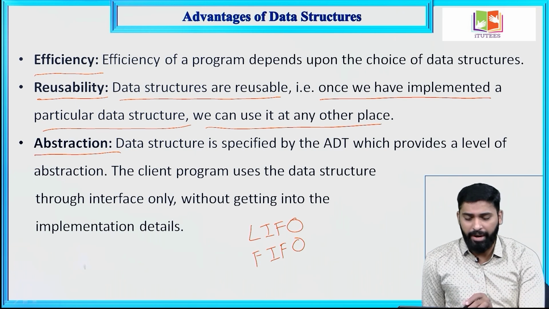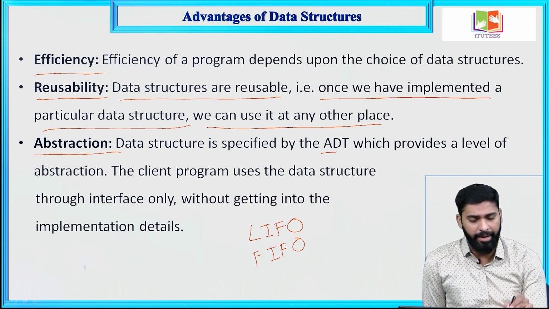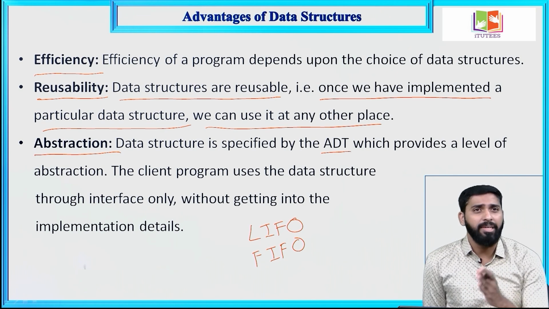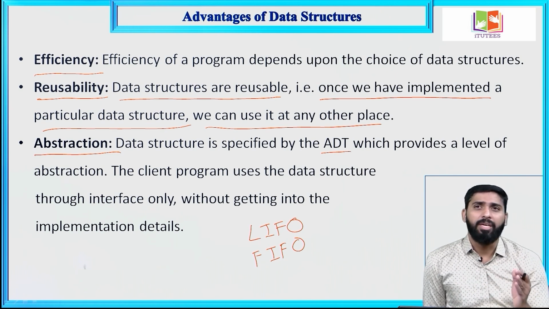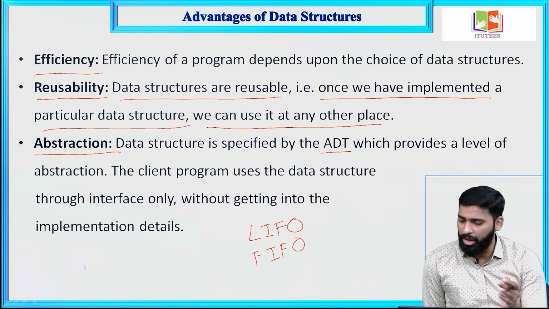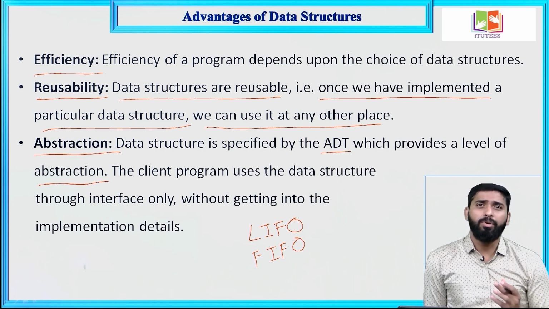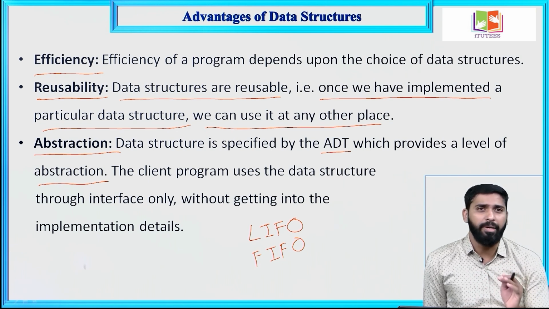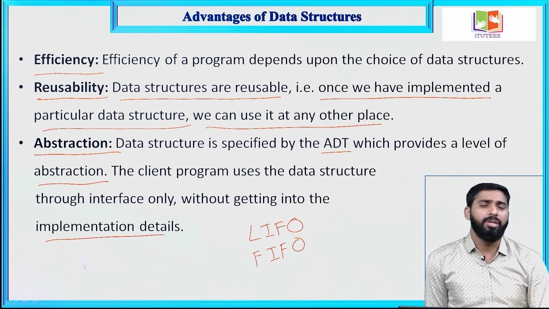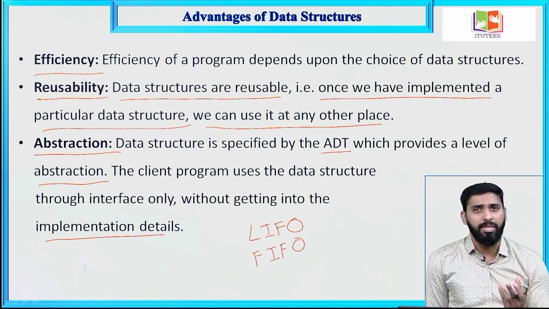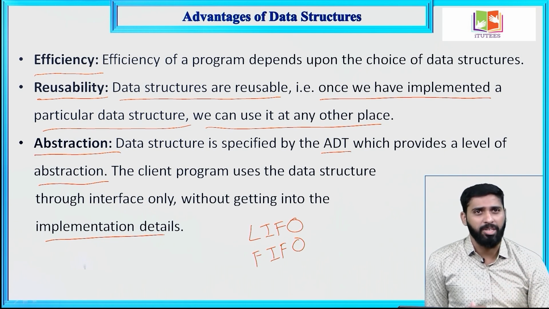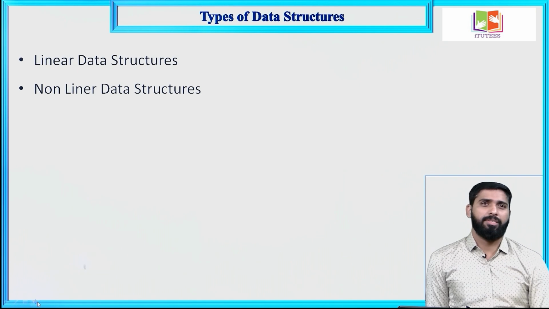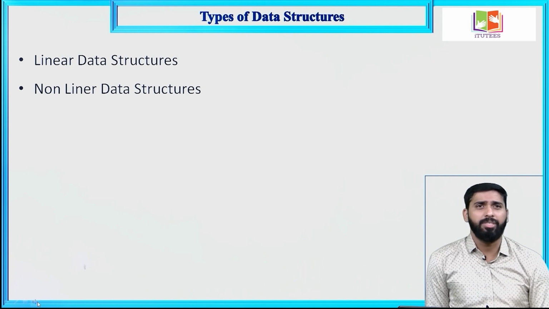Okay. Now a data structure is specified by the ADT. ADT means abstract data type, which provides a level of abstraction, a level of hiding. The client program uses the data structure through the interface only, without getting into the implementation details. So these are the advantages of data structures: efficiency, reusability and abstraction. So, types of data structures. We have two types of data structures. One is linear data structure, another one is non-linear data structure.